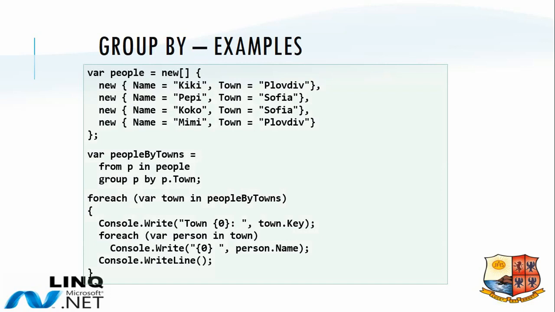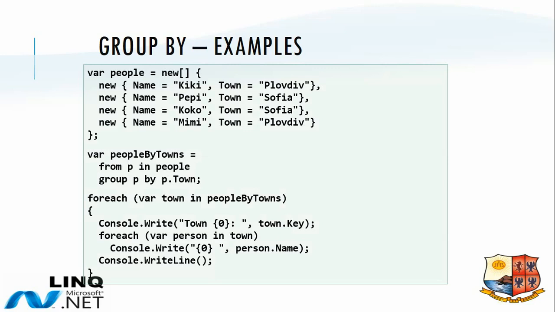var people equal to new array. We are creating new objects of people. Name equal to something, Town equal to something. So there are names here. Please note, names are almost all unique, but the towns are repeating. So I'm going to group by town. Look at this: var peopleByTowns is equal to from p in people group p by p.Town. So what will happen? There are 2 people from the town of Sofia, so they'll be grouped into one. And from Plovdiv, there'll be 2 people, they'll be grouped into one. That will be the output.